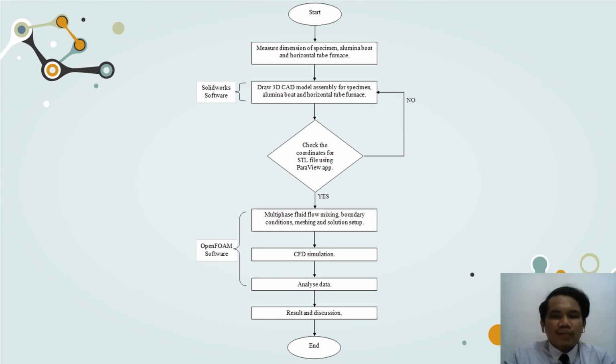If there is any problem with the assembly, a new drawing update is compulsory to get a precise assembly. If there is no problem, the STL file can be used in the OpenFOAM software with the setup of boundary conditions, meshing, and solution setup. After that, the CFD simulation is run for all three variables. The data is analyzed after the simulation finishes. Lastly, the result and discussion come out from the analyzed data.